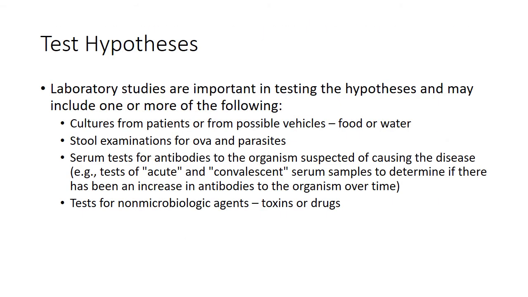We're going to find that laboratory studies are also going to be really important for helping us to determine several things. So we can look at things like cultures from patients or from possible vehicles, so we can look at food, water. You can look at stool examinations, serum tests for antibodies to, say, a suspected organism. This may help us to look at acute or convalescent samples to determine if there was an increase in antibodies to an organism over time, which can be useful in some cases. Or we can look for non-microbiologic agents, things like toxins or drugs. Think about lead exposure, things like that can be very useful.